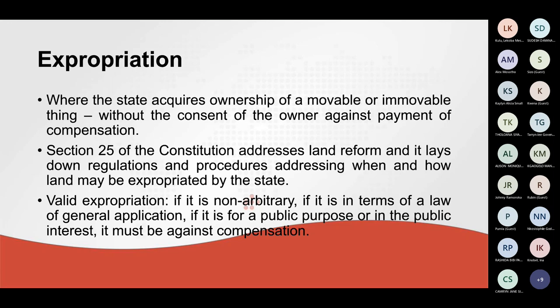So remember, expropriation is where the state acquires ownership of a movable thing without the consent of the owner against payment of compensation. Now, Section 25 of the Constitution addresses land reform, and it specifies regulations and procedures addressing when and how land may be expropriated by the state. An expropriation would be regarded as valid if it is non-arbitrary, if it is in terms of a law of general application, if it is for a public purpose or in the public interest, and furthermore, it must be against compensation.